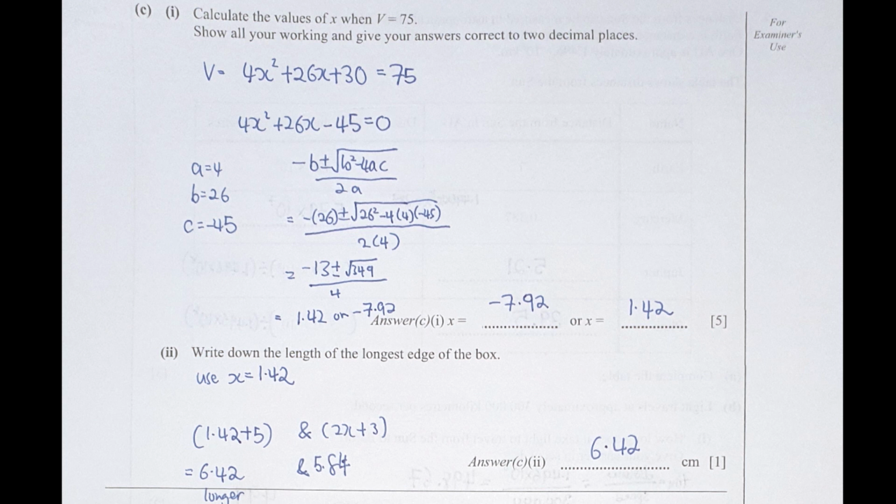So do take note that a length cannot be negative, hence we'll be using 1.42 and substitute into the sides we got earlier, which are x plus 5 and 2x plus 3 respectively. So the longest edge of the box will give you a value of 6.42.